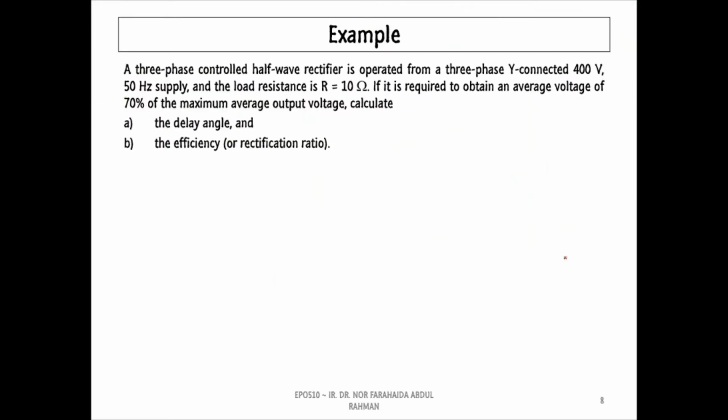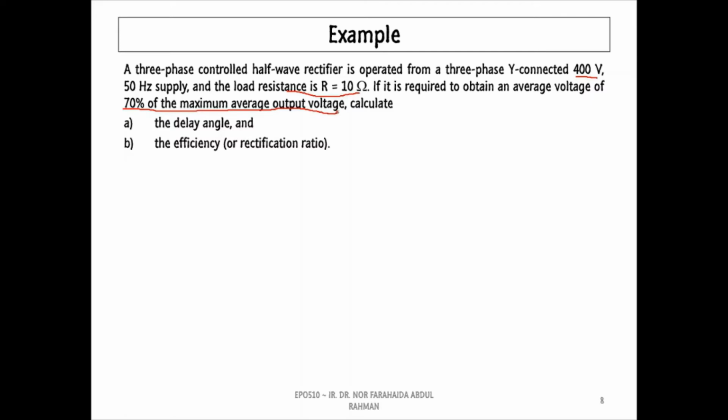Let's solve this example question together. From the statement, we know that the RMS three-phase supply voltage is 400 volts and the three-phase controlled half-wave rectifier is supplying a 10 ohm resistive load. And the average output voltage of the rectifier is 70% of the maximum average output voltage of the rectifier.